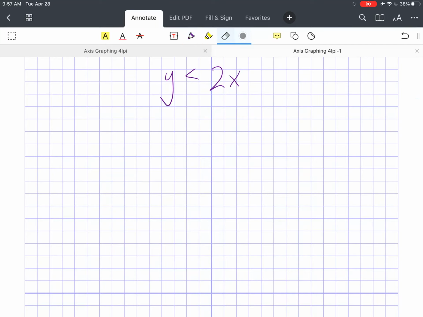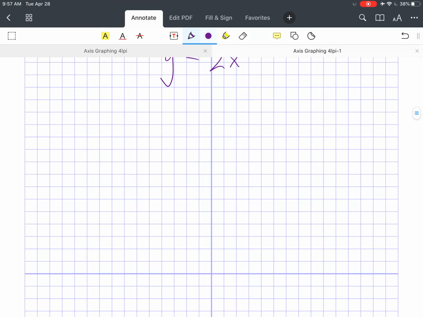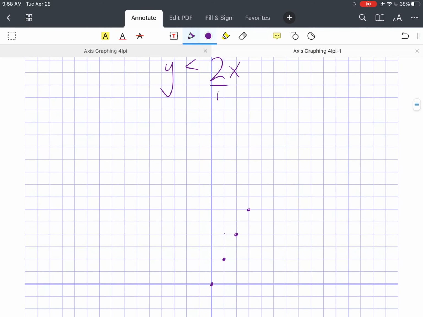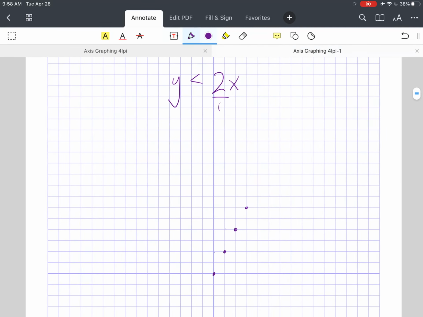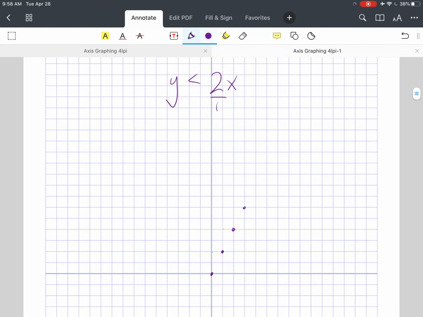y is greater than 2x. So first things first, you graph this like a normal equation, okay? So you're gonna graph this like a normal equation, y equals 2x. You don't have a y-intercept, so you know it's gonna cross through the origin. So the slope is 2 over 1. So you go up by 2, 1 over, up by 2, 1 over, up by 2, 1 over.